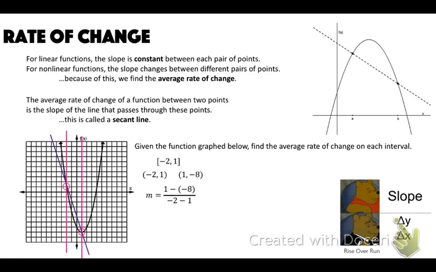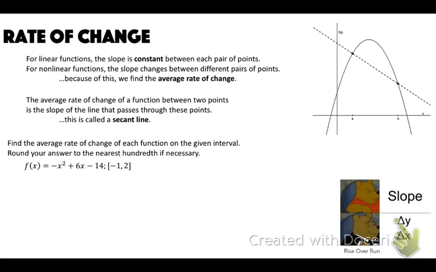So we could do 1 minus negative 8 if we're going to do this algebraically, and negative 2 minus 1. Which is 1 plus 8 over negative 2 minus 1, which is 9 over negative 3, which is negative 3. Okay, so we're just finding the slope of the line that passes through those 2 points.